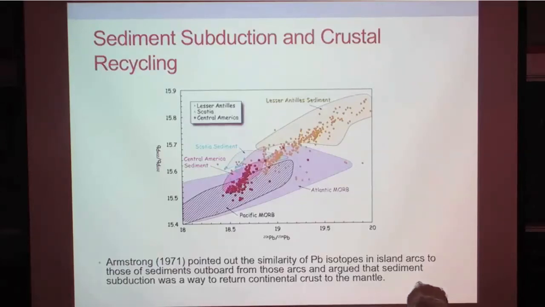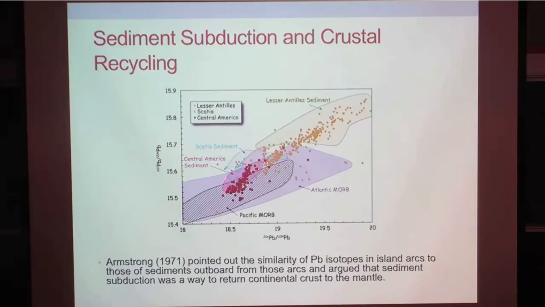subduction. It was Armstrong who first noted, particularly in the Lesser Antilles, the similarity between lead in the volcanics of the Lesser Antilles, which are these gold points here, and the sediment that was outboard of the arc and potentially being subducted into the arc. That paper was 1971, and he argued that in fact sediment, not just basalt, could be subducted into the mantle as well, sediment being derived from the continental crust. And somehow that finds its way into the arc magma systems, and it comes back out in the arc magmas.